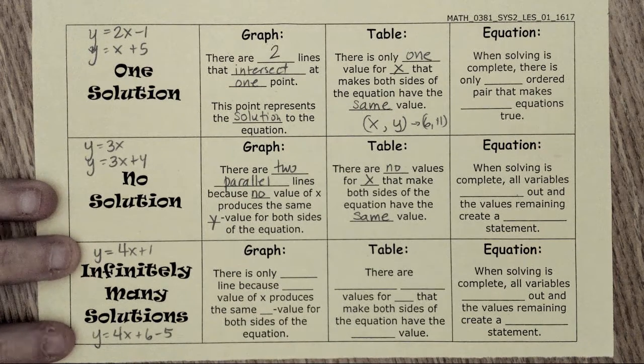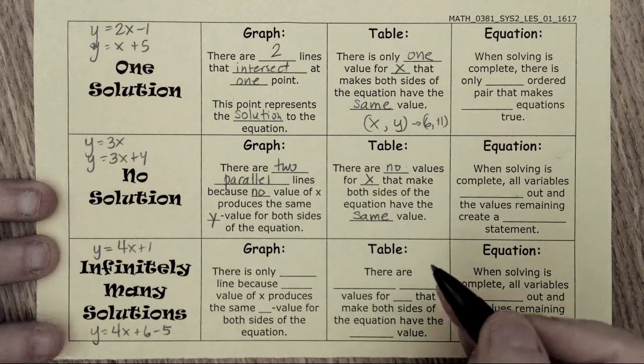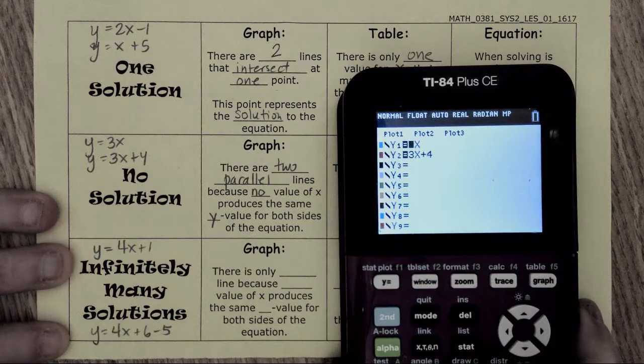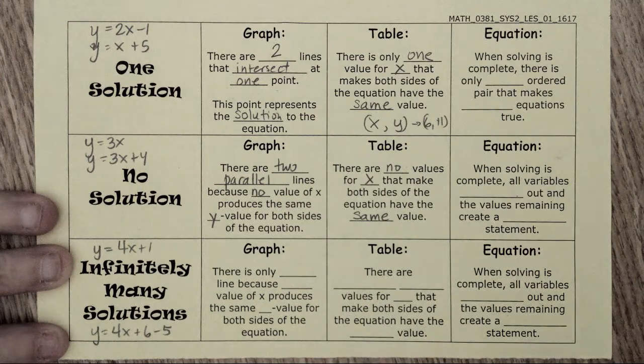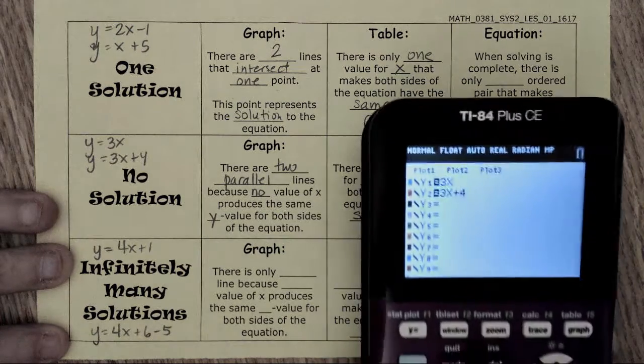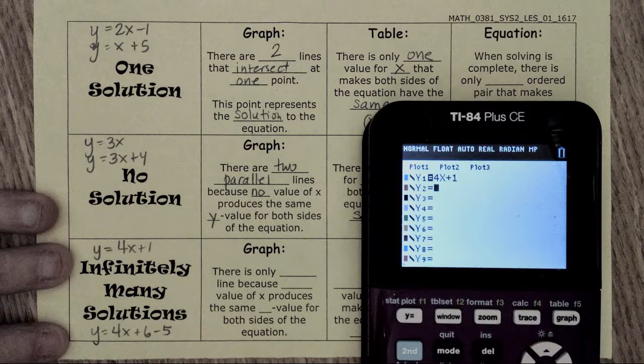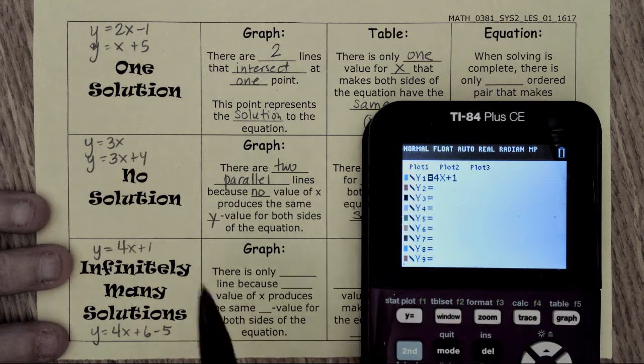Okay. The last one I might see is infinitely many solutions. Now, when we saw infinitely many solutions, we ended up seeing one line, because basically you ended up having two lines graphed on top of each other. So let's take a look at what that looked like. We had 4x plus 1 because it was $4 per song plus a $1 charge. And then they had $4 per song plus a $6 charge, but there was a $5 discount. So 4x plus 6 minus 5.